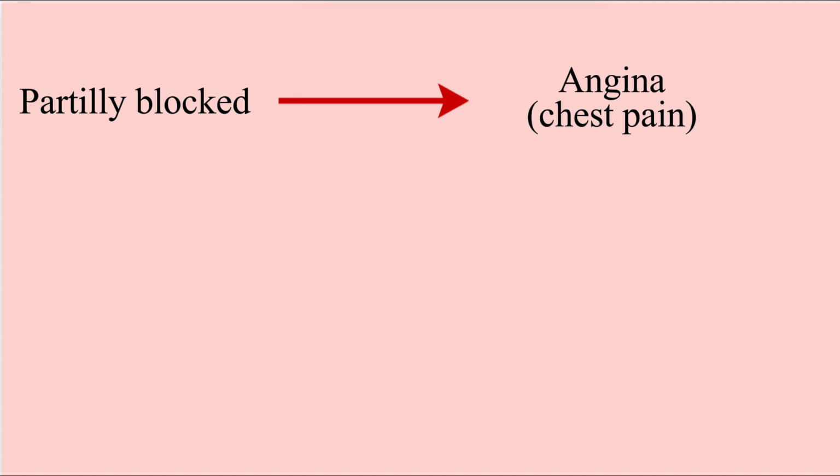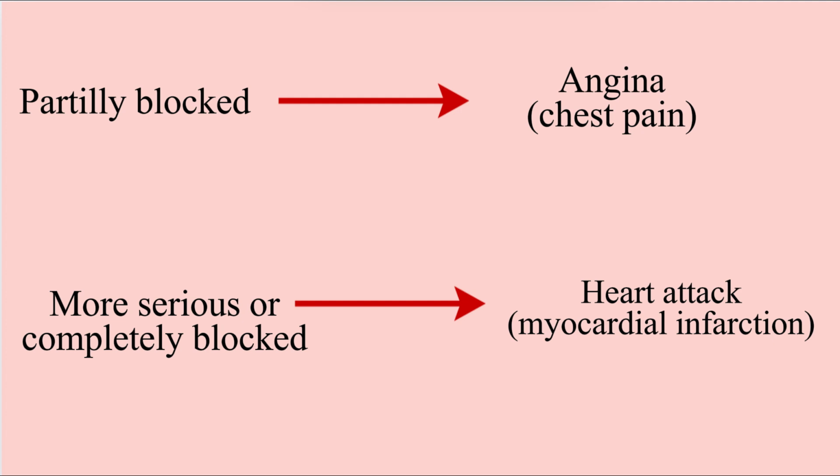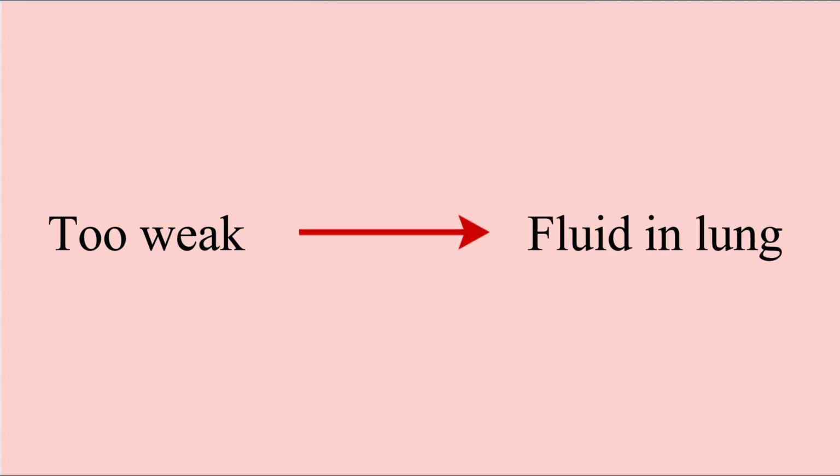Effects on body. If the artery is partially blocked, it can cause angina as pain. The patient will feel heaviness or tightness, usually in the center of the chest. More seriously, a partially blocked or completely blocked artery can cause a heart attack, myocardial infarction. Heart attacks can permanently damage the heart muscles, and if not treated straight away, can be fatal. When the heart is too weak to pump the blood to the whole body, it can cause fluid to build up in the lungs, making breathing very hard.